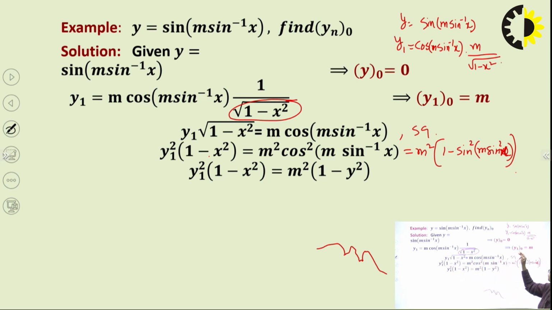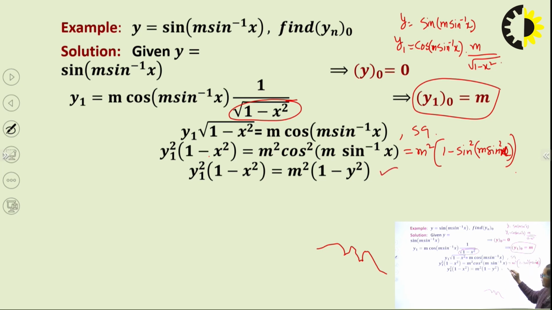Now, having calculated y1 in the first step, here again you put x = 0 to get the value y1(0). When I put x = 0, this becomes 0, this becomes 1. You know that cos 0 is 1, and the other value is m. So y1(0) is m. So we are getting y0 is 0 and y1(0) is m.